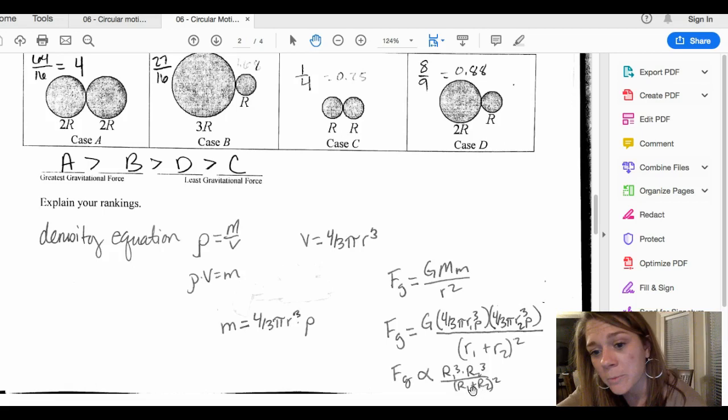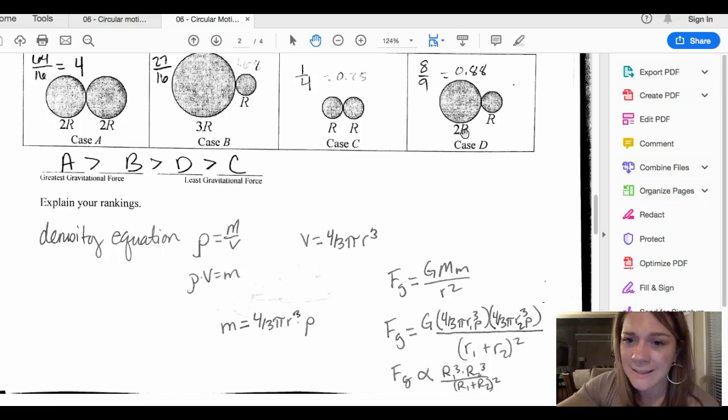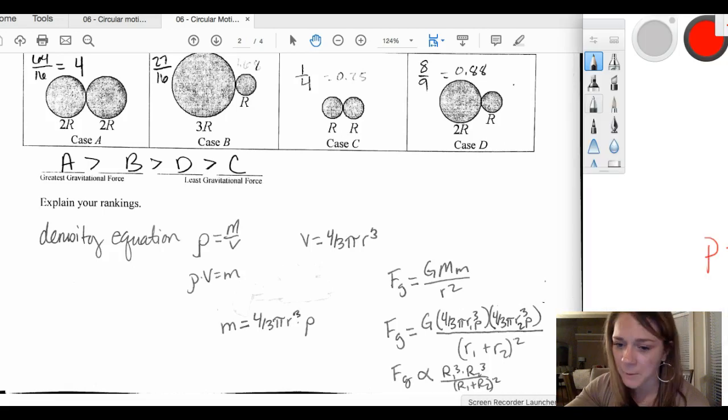Divided by, well, what is their R values added together? We have 2R plus R, that's 3R. If I square 3R, then I have 9R squared on the bottom. In every case, I'm going to have R cubed on the top and R squared on the bottom. So really what I'm looking for is the ratio of the R cubed to the R squareds. And that's how I got the numbers that you see there. And that is how I ranked the gravitational forces.